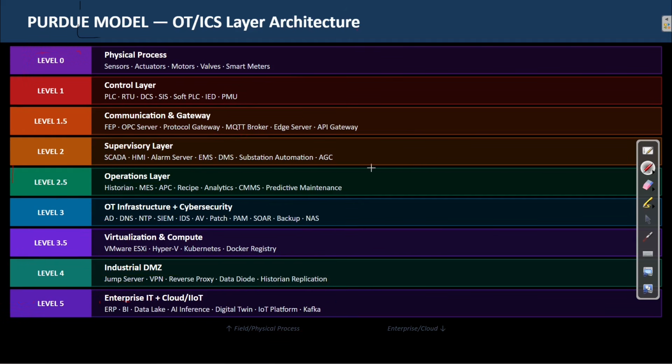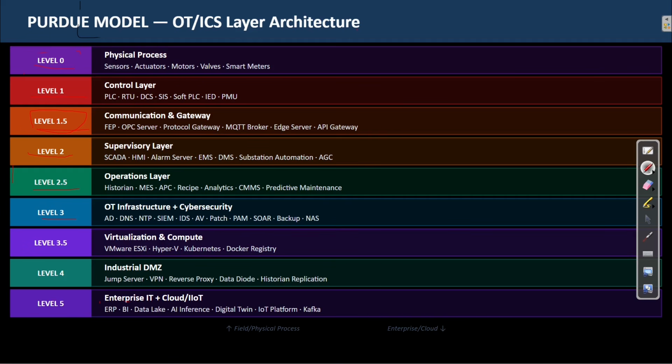If we talk about the complete flow, at level 0, the temperature sensor measures the turbine heat. Level 1, the PLC processes the temperature value. Level 1.5, the OPC server converts that PLC protocol to a SCADA-readable form. Now at level 2, SCADA displays the turbine temperature to the operator. At level 2.5, the historian stores the turbine data in storage. Level 3, SIEM monitors the cybersecurity events.